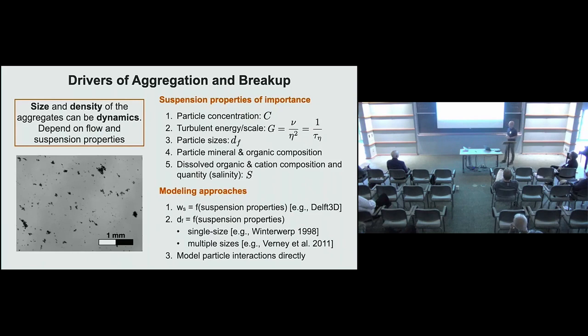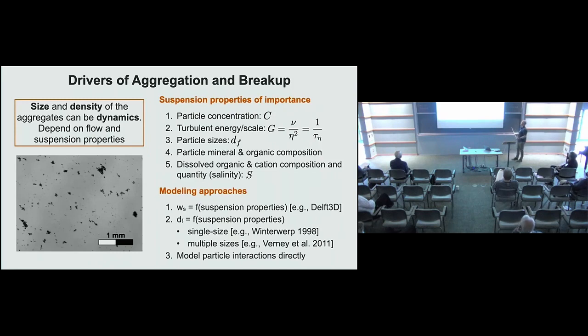So that's G, and we use that as a quantification of the amount of turbulent energy, and it's going to be both a driver of aggregation because it's going to drive collisions, and then we also think of it as something that can break up a floc. So G has this dual purpose of causing aggregation, but it can also cause breakup.